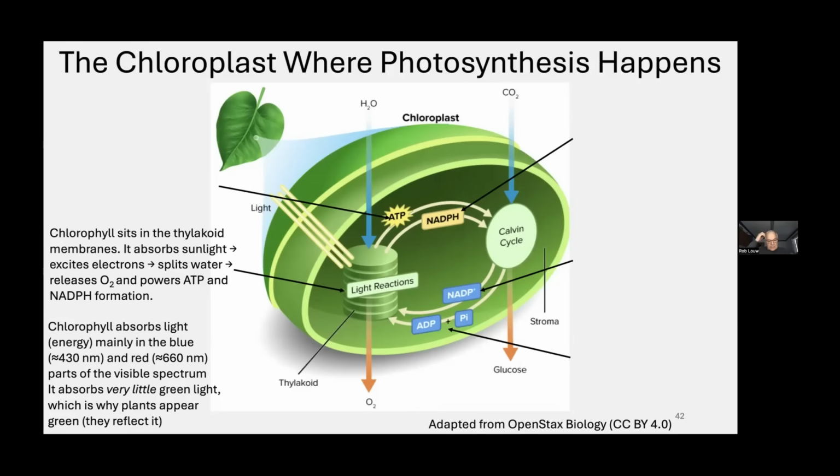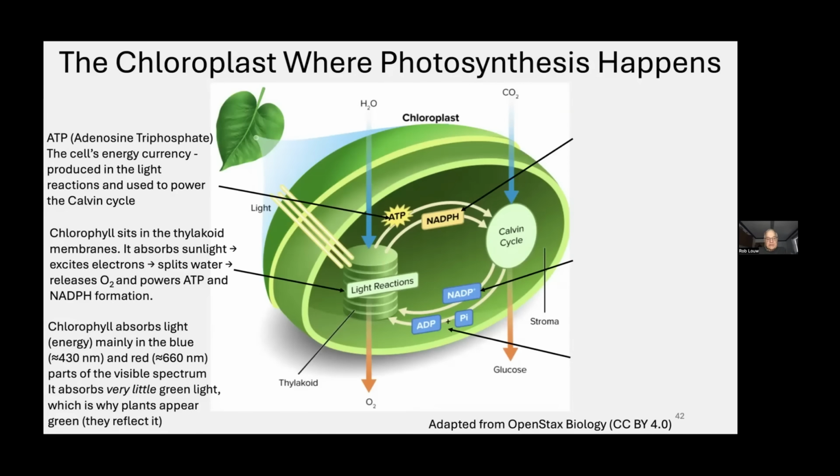That chlorophyll, obviously, needs sunlight and it needs water in order for that reaction to take place. The chlorophyll absorbs light mainly in the blue and red parts of the visible spectrum. But as we all know, it absorbs very little green light, which is why plants appear green. They reflect it. The light in the middle of the visible spectrum is not absorbed by chlorophyll, which is why most leaves are actually green.